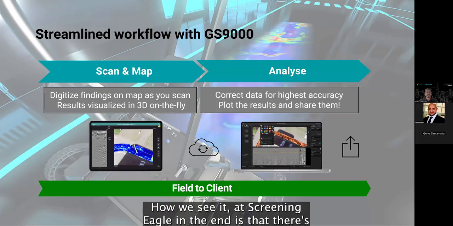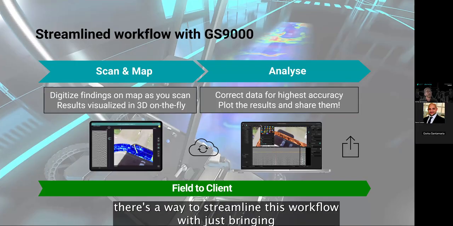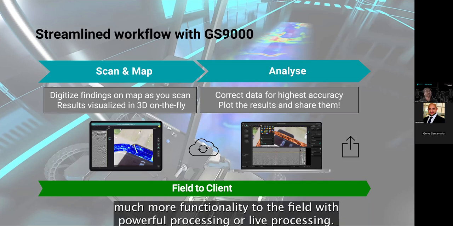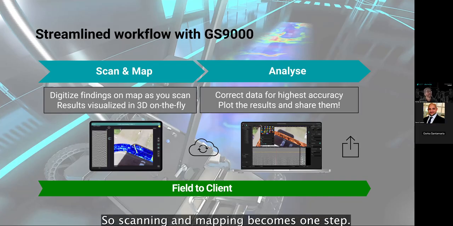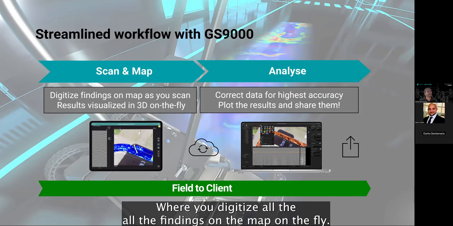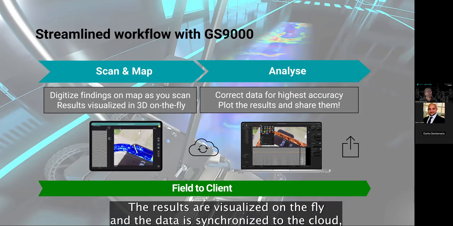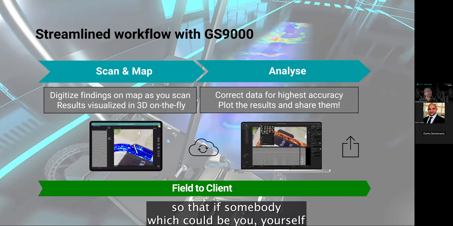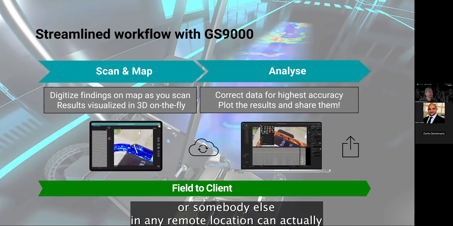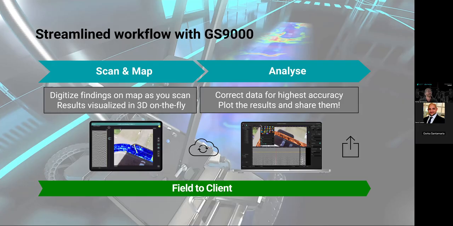How we see it at Screen Eagle is that there's a way to streamline this workflow by bringing much more functionality to the field with powerful, live processing. So scanning and mapping becomes one step where you digitize all the findings on the map on the fly. The results are visualized on the fly, and the data are synchronized to the cloud, so that somebody, who could be yourself or somebody else in any remote location, can do advanced analysis or post-processing on those data directly over the web.